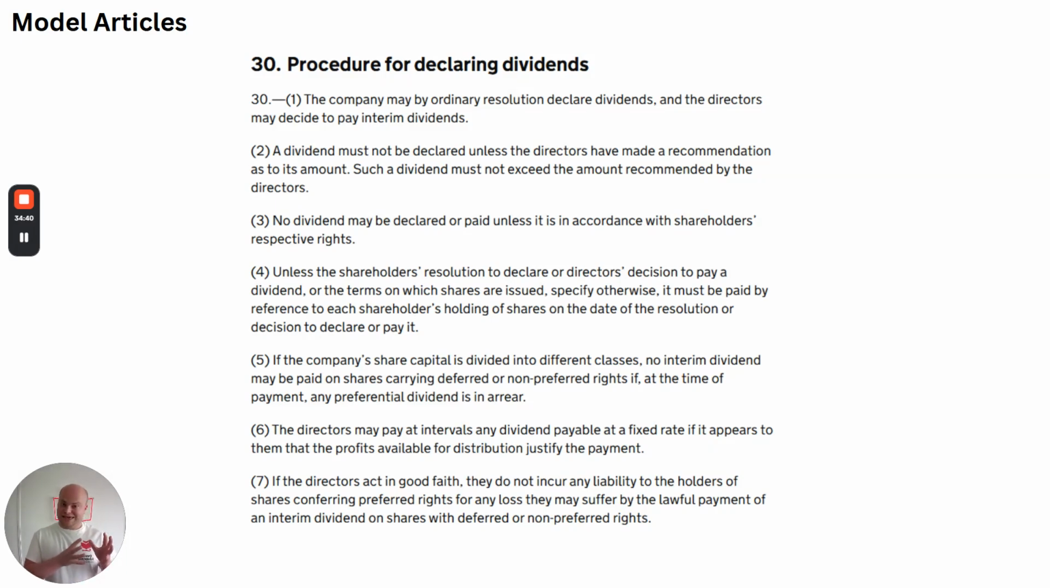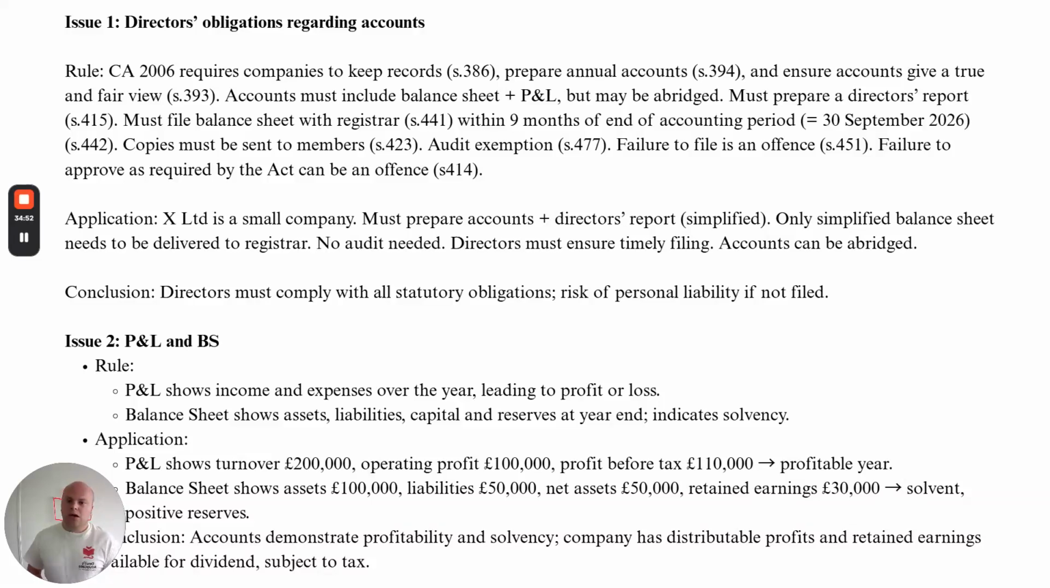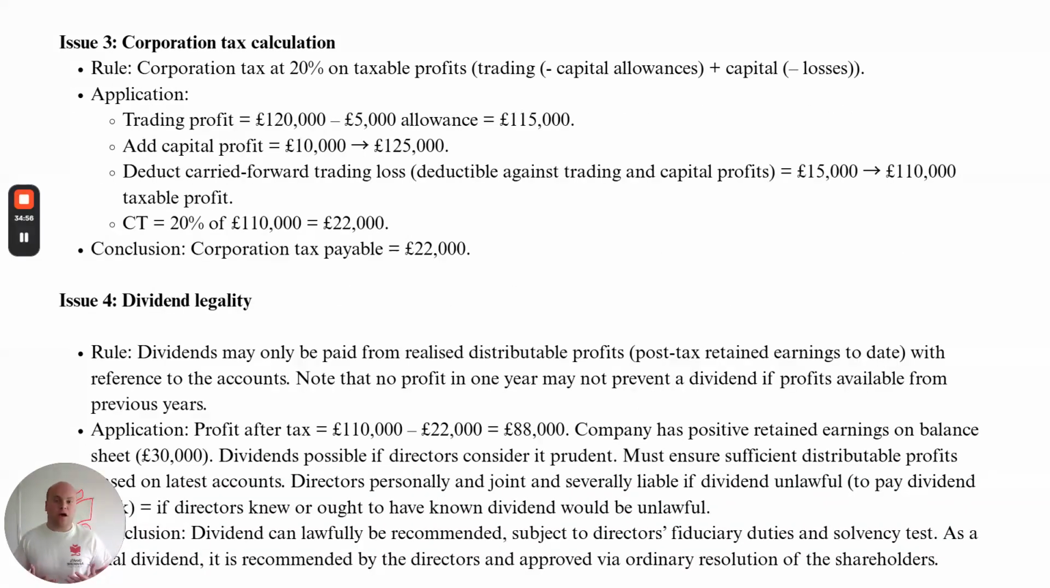So what we'll be telling the company here, given that they've got model articles, is that we need shareholder authorization by ordinary resolution. And that then brings us to the final point of the analysis, which is our corporation tax calculation. Now, in the actual structure of the CMA, I would do this before I go on to my dividends, because this will tell me whether I actually have distributable profits.